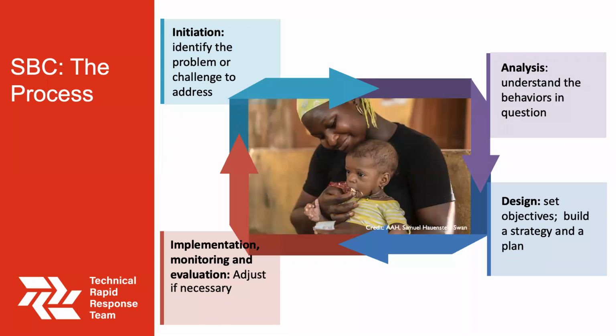But the one point I would like to make here is that behavior change is a continuous process. It is not a one-time activity, so we don't go from step 1 to 5 and then stop there. The evaluation then feeds into the next stage of the intervention, and the same steps are followed in terms of the initiation, analysis, and design. Can we go next?